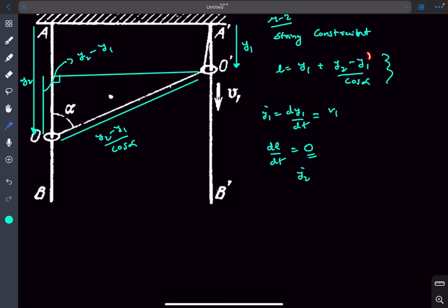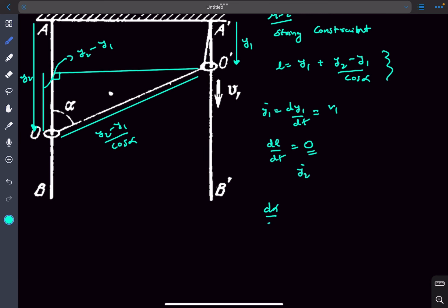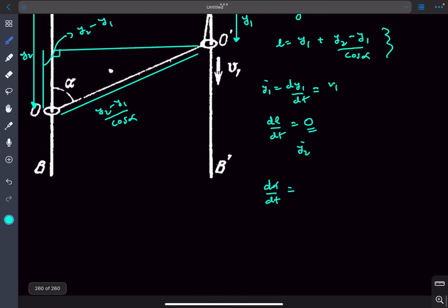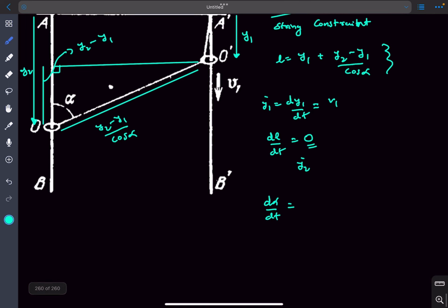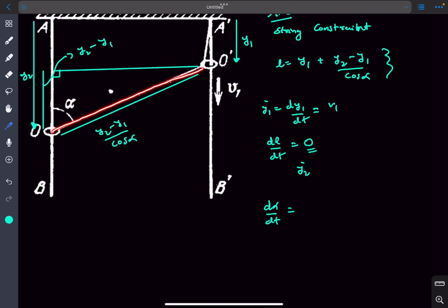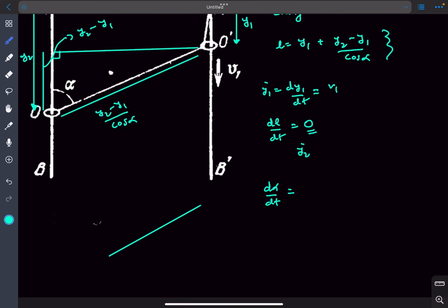As you can see, while you'll be differentiating this term, there will be one term in which cos alpha needs to be differentiated. And for that, you need the value of d alpha by dt. And d alpha by dt is pretty much the rate of rotation of this line OO dash, right? So if I try to observe OO dash, let's assume the velocity of end O is V2 upwards. And let's say the velocity of O dash is V1 downwards. And this angle is given to be alpha.